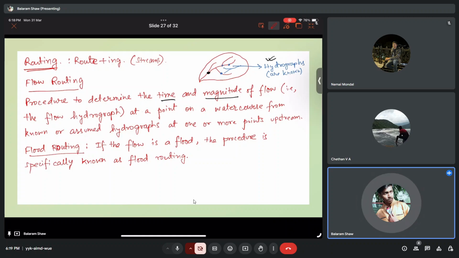In a broad sense, flow routing may be considered as an analysis to trace the flow through a hydrological system. Here the system is a catchment, and we are tracing the hydrographs at the locations we need. Flow routing is an analysis to trace the flow through a hydrological system where the inputs, the known hydrographs, are given. So with this we'll start the flood routing system.